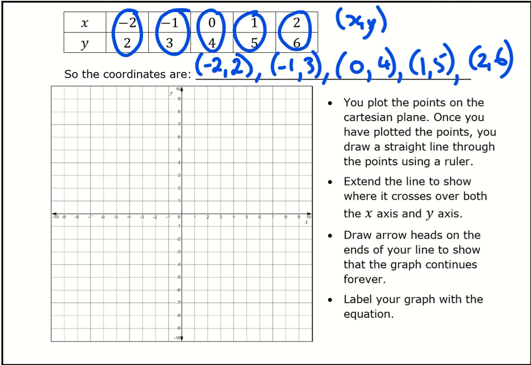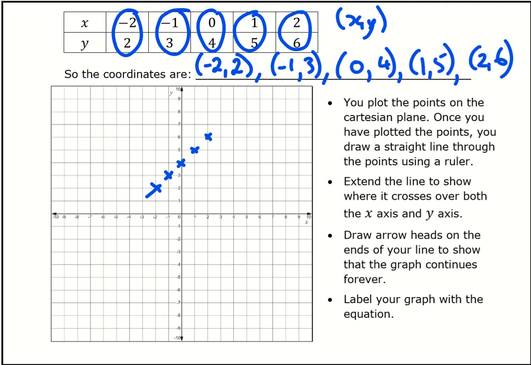So now I'm going to plot those points. I'm going to start with -2, 2, so I go across to -2 and up to 2. That gives me a coordinate point there. Then the next one, -1, 3, and then 0, 4, 1, 5, and 2, 6. So that gives me those coordinate points there.